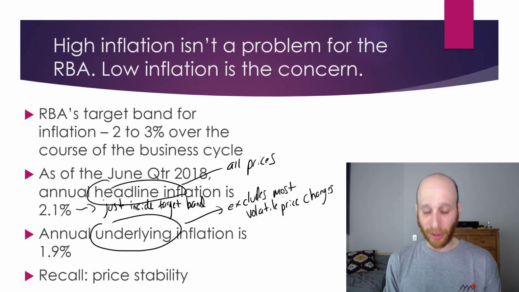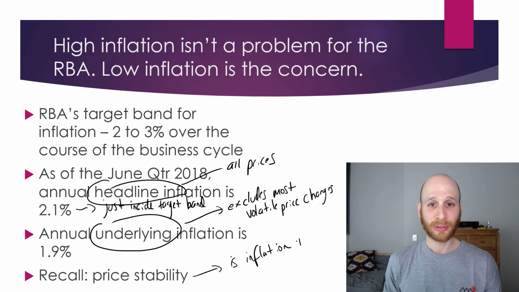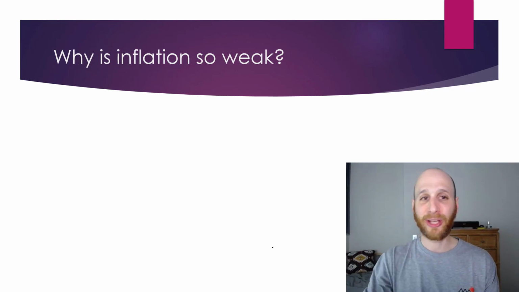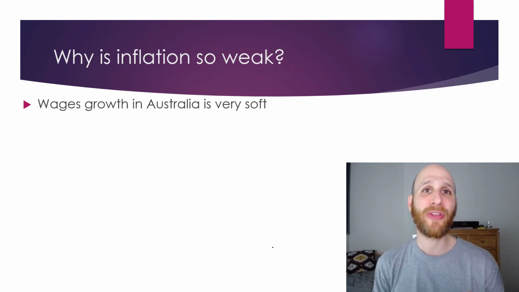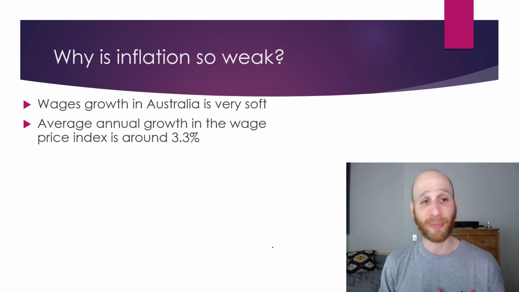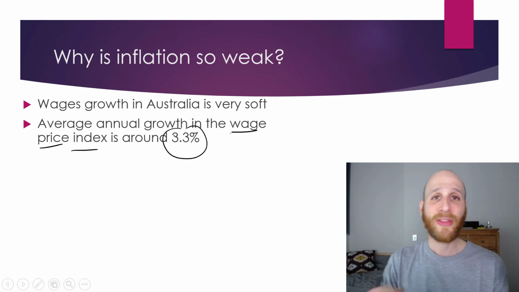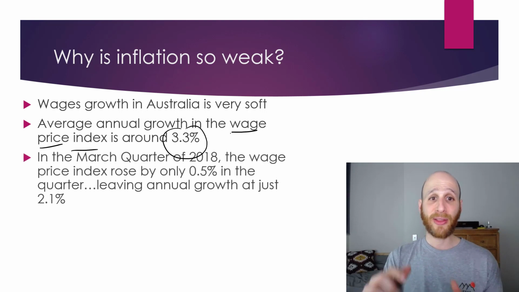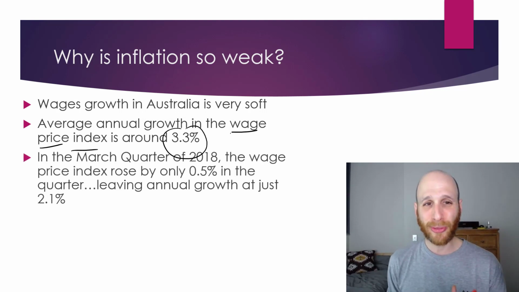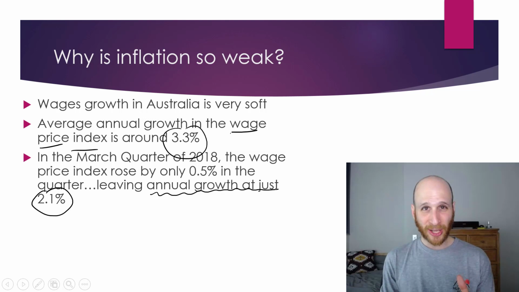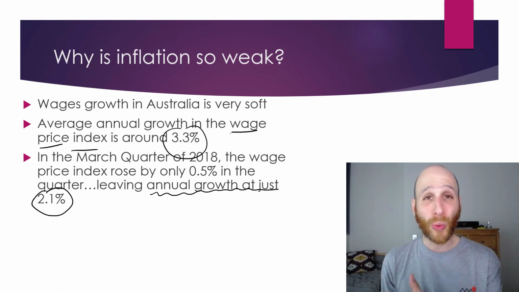Our situation at the moment is interesting. So why is inflation so weak in the Australian economy? Well, it's a good question. Part of the reason is that wages growth in Australia is very soft. The wage price index typically grows on an annual basis by 3.3%, but annual growth in the wage price index in 2018 is just 2.1%. The wage growth is very weak, which is then feeding into weak prices.